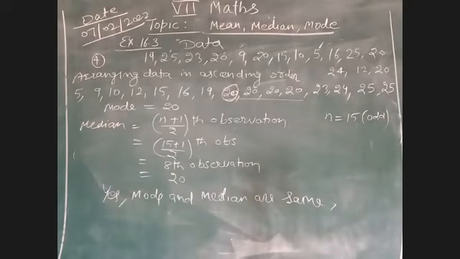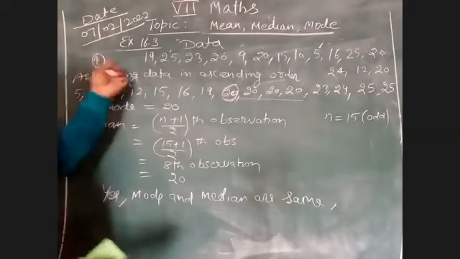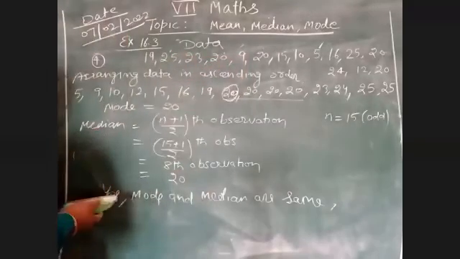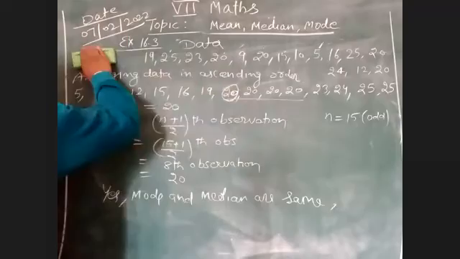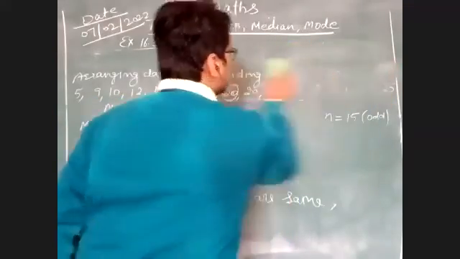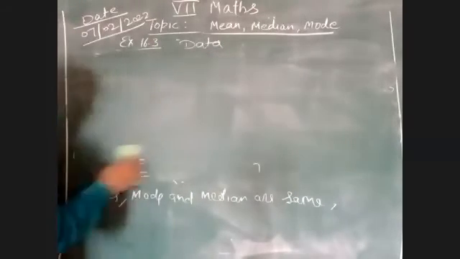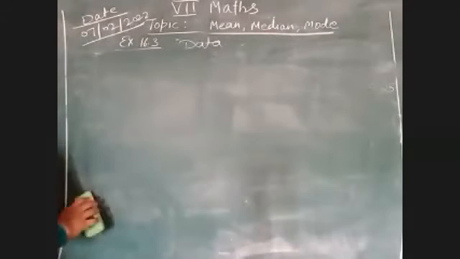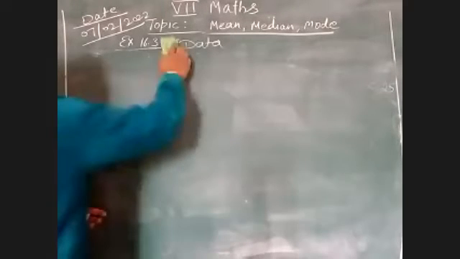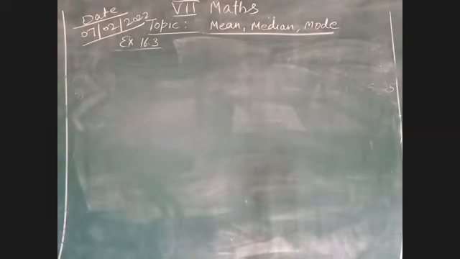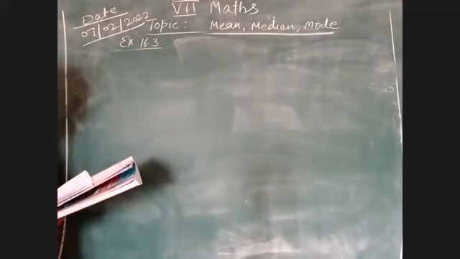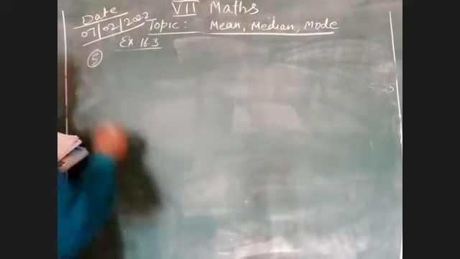In the fifth question, some data is given, and by observing this data, you have to arrange it in ascending order, because this is the question in which you have to find the median and mode of the data. This is the fifth question. Arrange the data in ascending order.